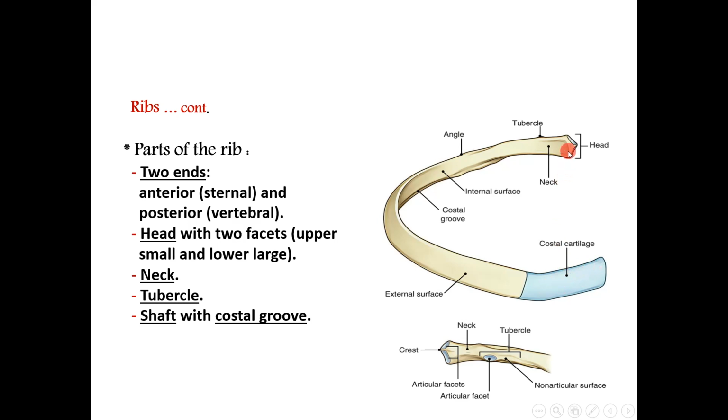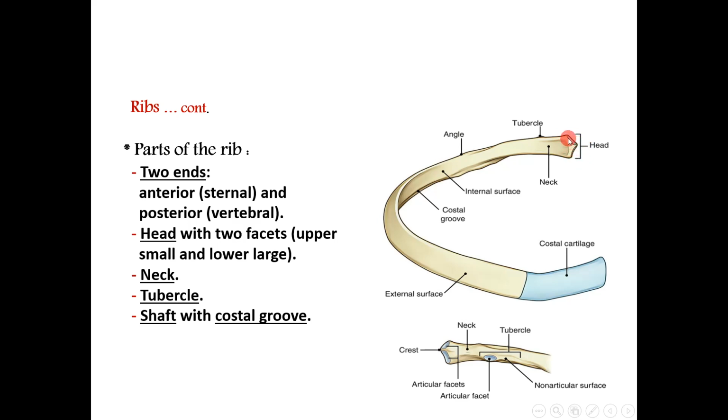It has a head, which is posterior. This is the head, which is located posteriorly, and this is called vertebral because it articulates with the thoracic vertebrae. And this head has two facets, upper small and lower large. This is the upper facet for articulation, and this is the lower.